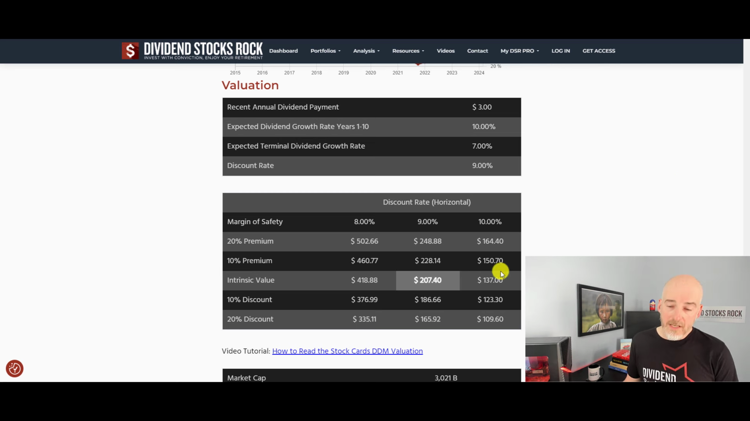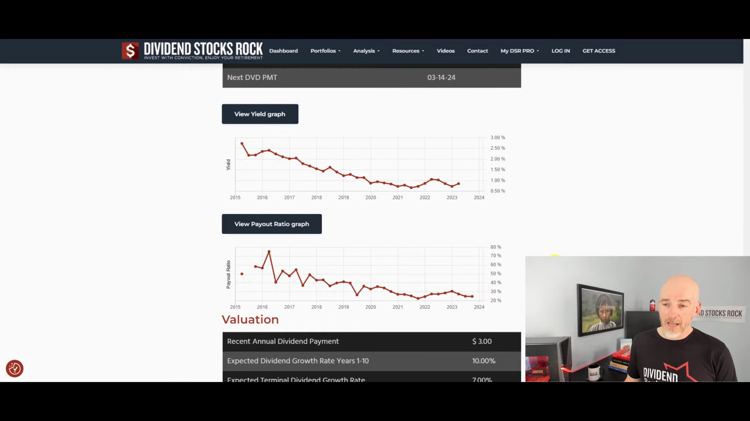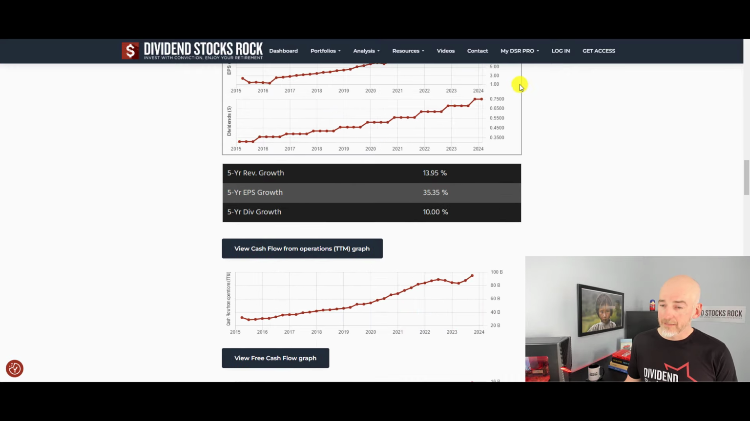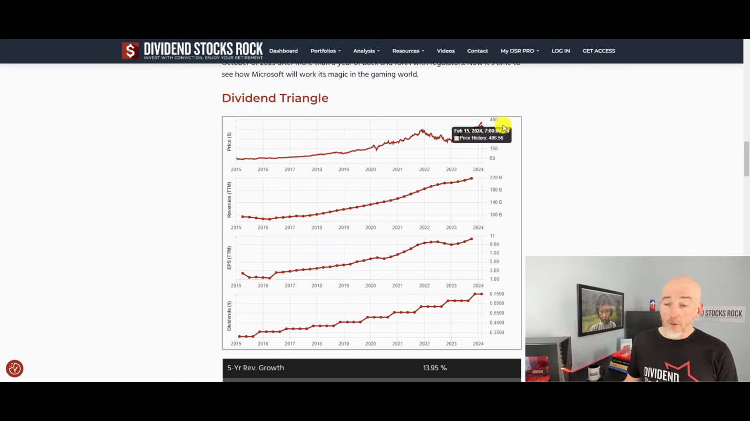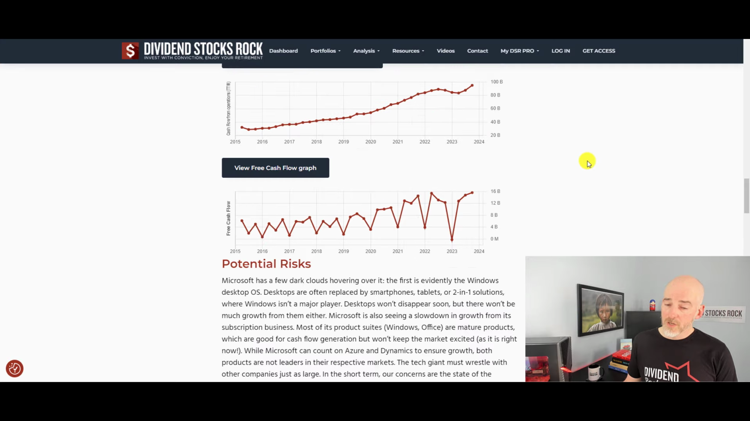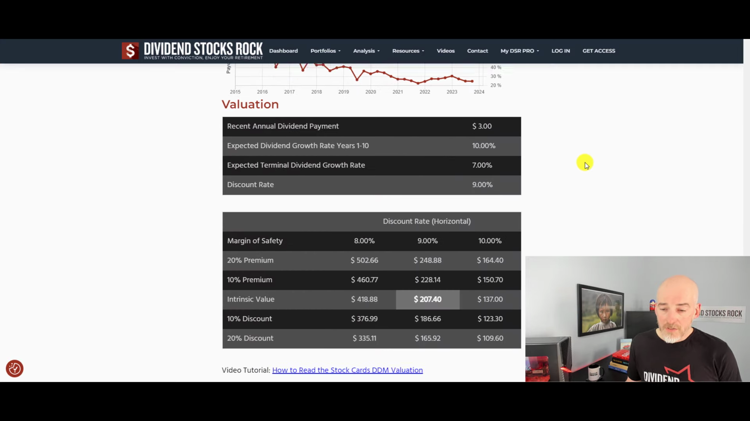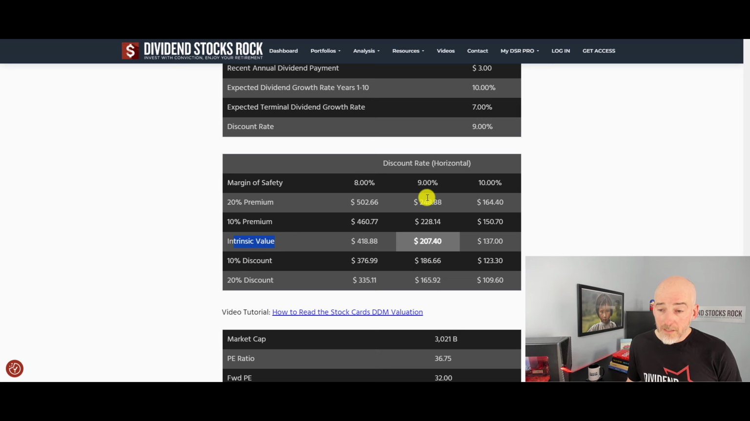In this case, you can see that while the stock is actually trading above $400, if we go back to the valuation, you'll see that the fair value at the 9% discount rate is $207. So the company is trading twice as much as its intrinsic value, which totally makes sense because we do have a low yield, high growth stock.